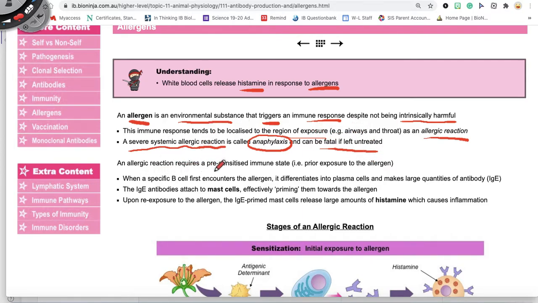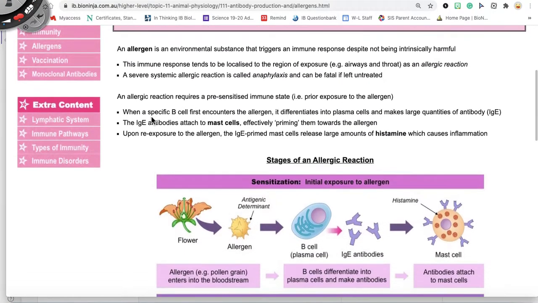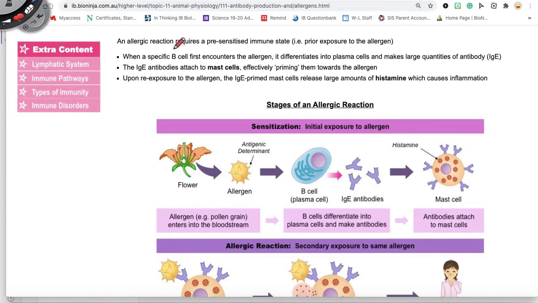An allergic reaction requires a pre-sensitized immune state, and this is what we call a prior exposure to the allergen. This is how this happens. When a B cell encounters an allergen, let's say this is the allergen, the pollen grain, and the allergen has a specific antigenic determinant or a specific antigen, the B cell is going to differentiate into a plasma cell. And then that plasma cell is going to make large quantities of antibody IgE.